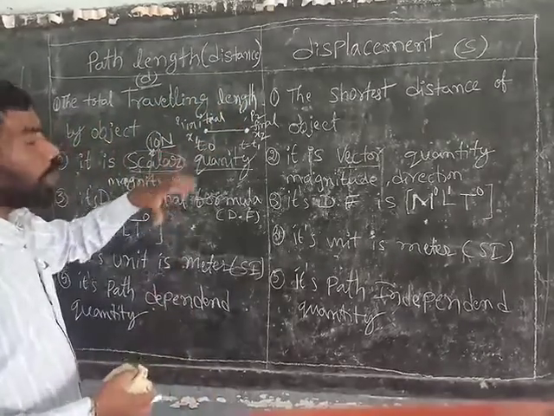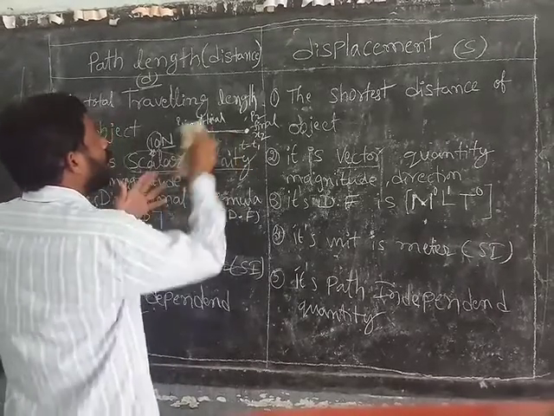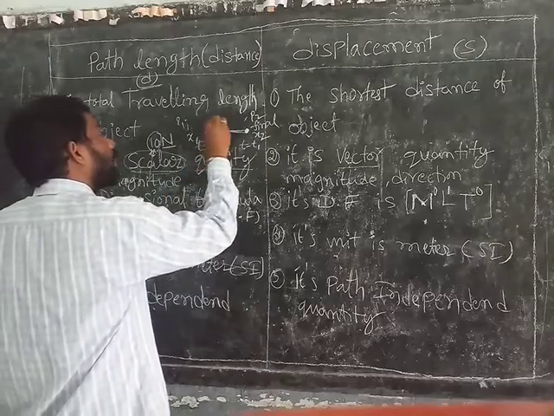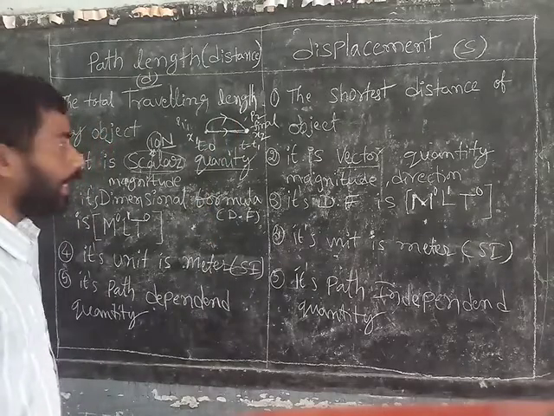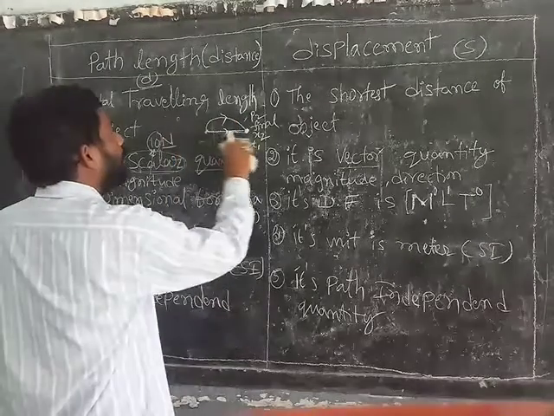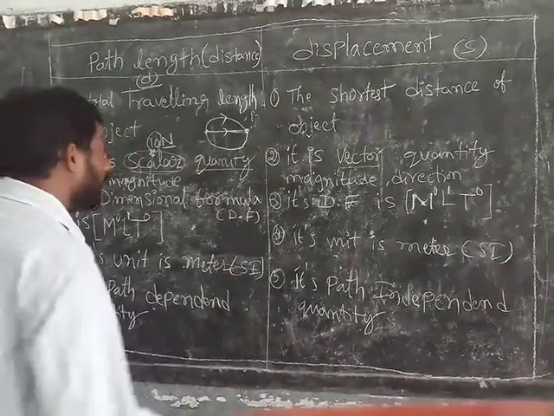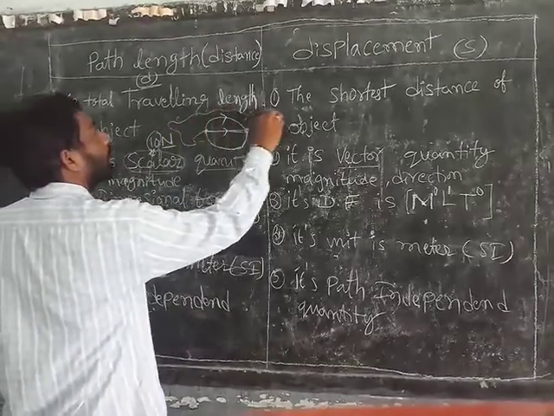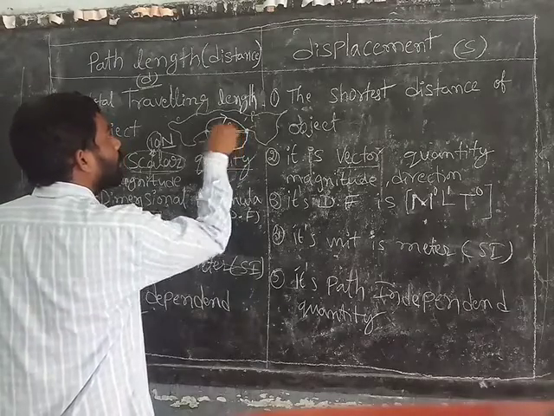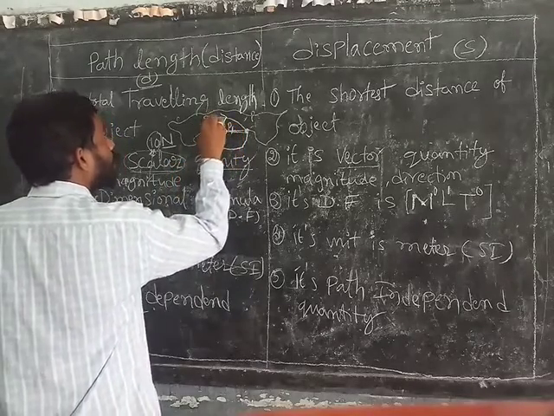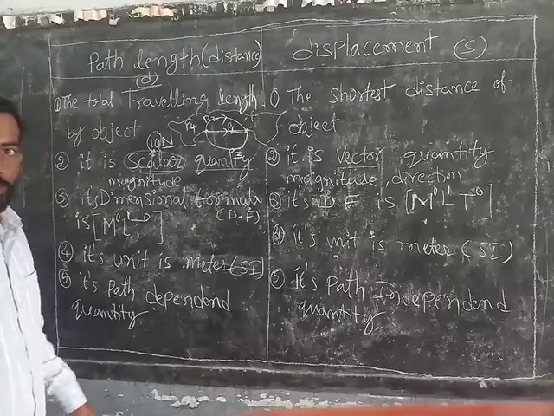It can have more than one way. Suppose this is one way. At the same time, I have taken another way like this. This is also a traveling direction or path. Another is also possible, like this, and in another way, like this. Suppose this is path 1, this is path 2, this is path 3, and this is path 4. You have assumed it.